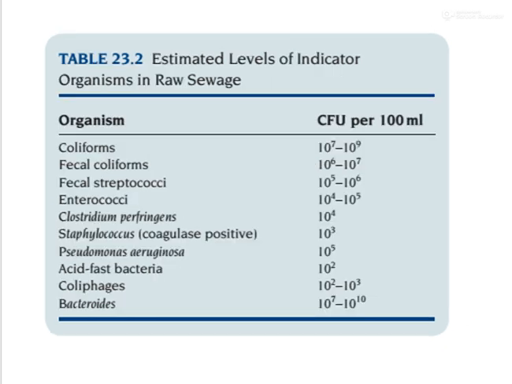And the estimated level of indicator organisms will vary in different things. Now, if you consider raw sewage, the coliform estimated level is 10 raised to 7 to 10 raised to 9. The fecal coliforms are 10 raised to 6 to 10 raised to 7. The fecal streptococci are 10 raised to 5 to 10 raised to 6. And you can also find coliphages, Bacteroides, Pseudomonas aeruginosa, Staphylococcus which is coagulase positive, etc.